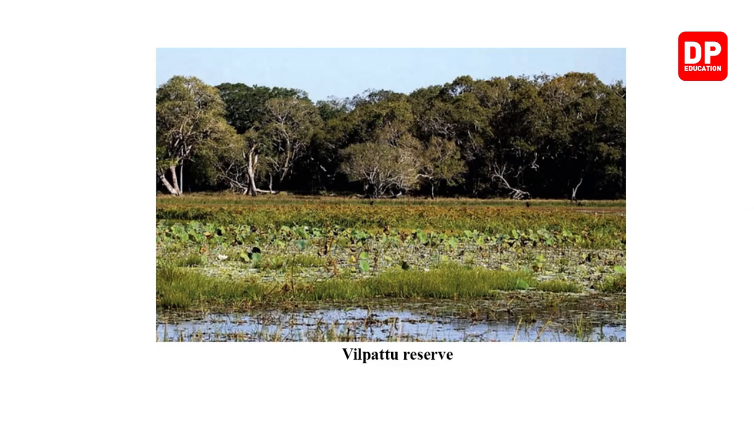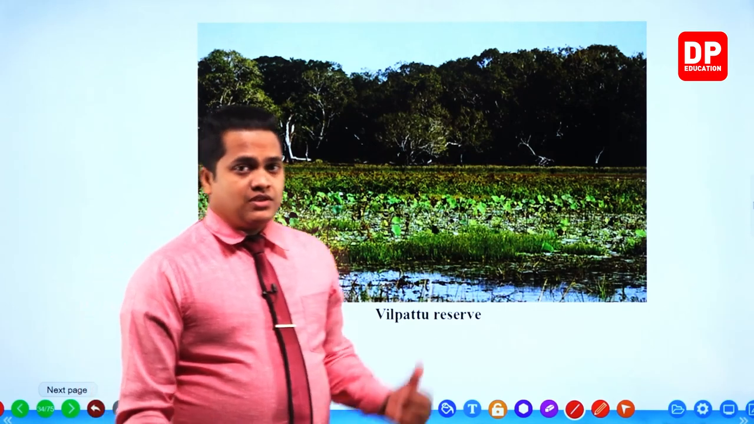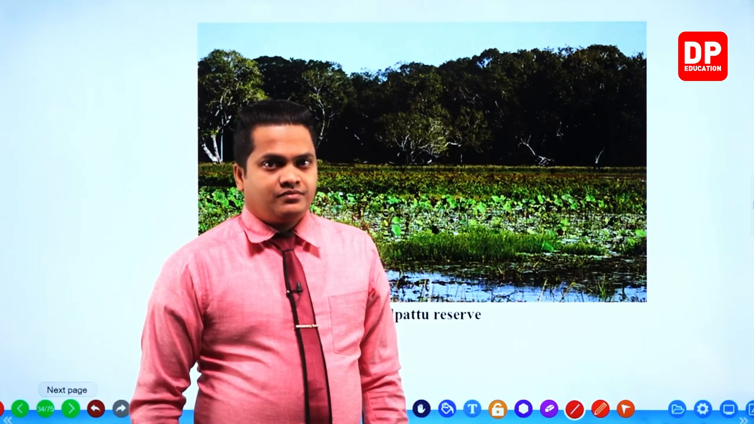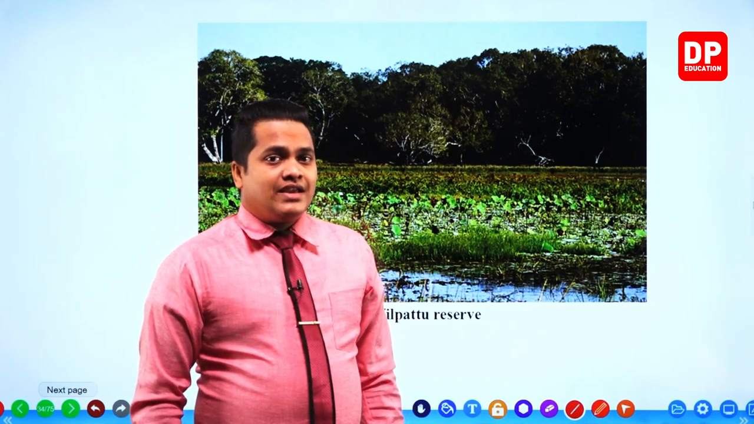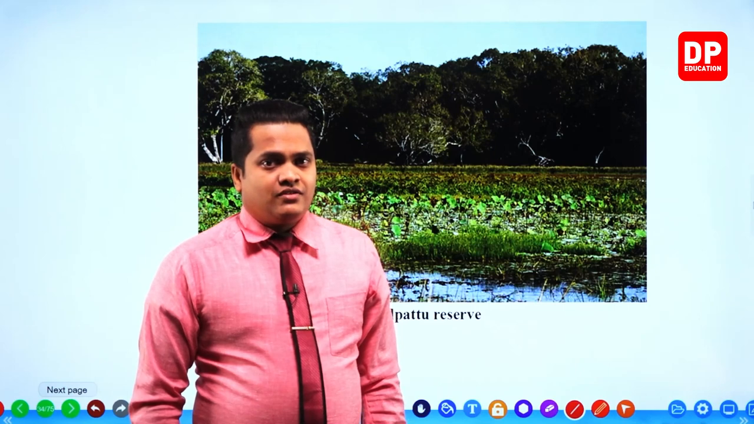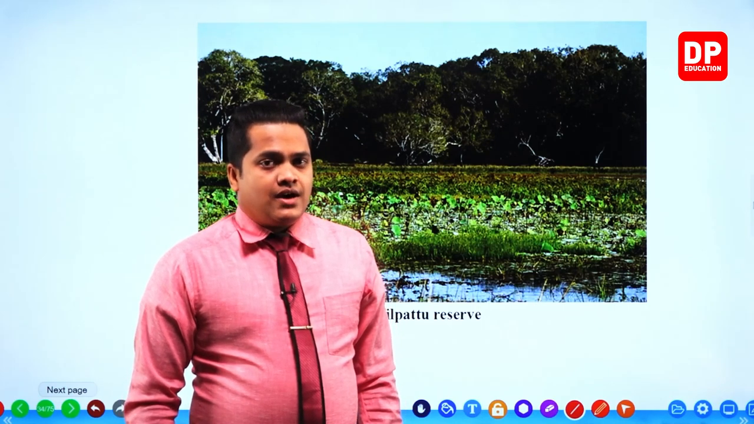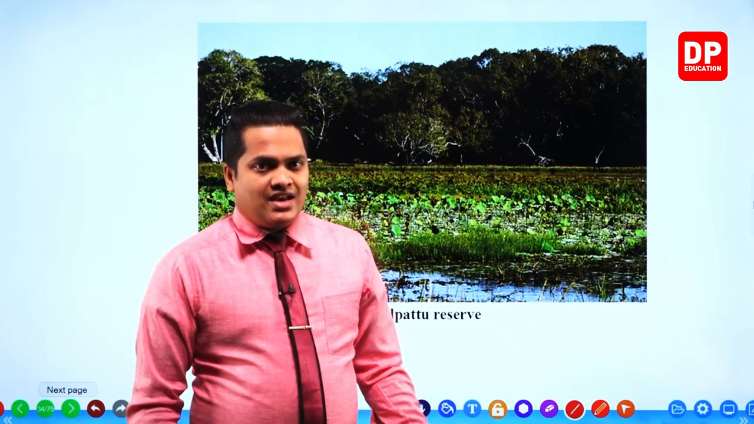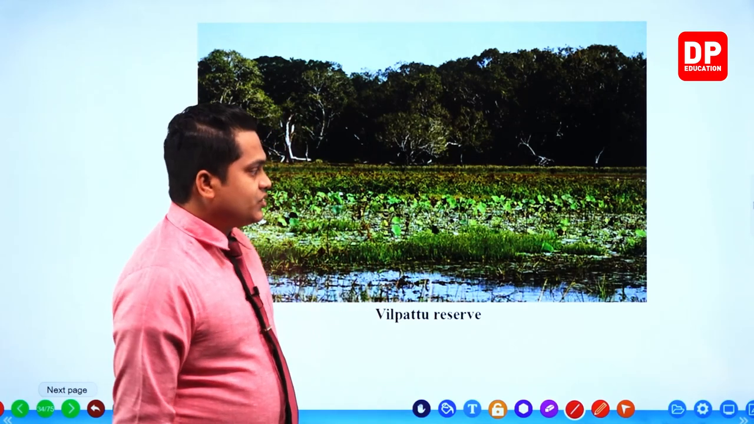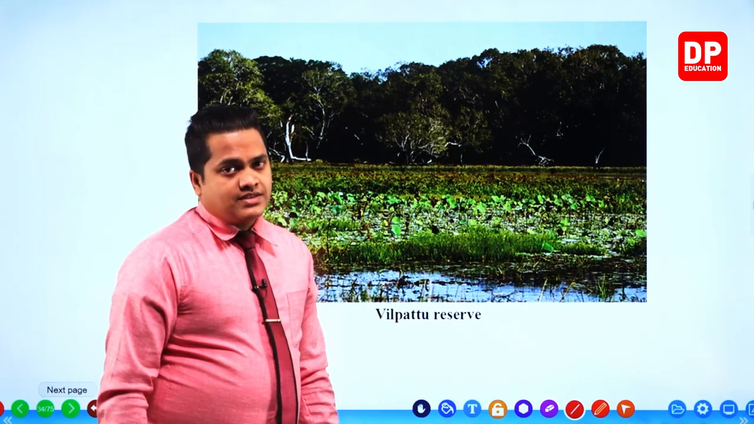This is the Vilpattu Reserve. Like that, there are several reserves in Sri Lanka. One example is Vilpattu. In the Vilpattu Reserve, we can observe those kinds of plants and different other kinds of unique animals as well. There are several indigenous plants within the Vilpattu Reserve. These reserves are protecting indigenous plants and animals limited to Sri Lanka, my dear children. This is referred to as in situ conservation.